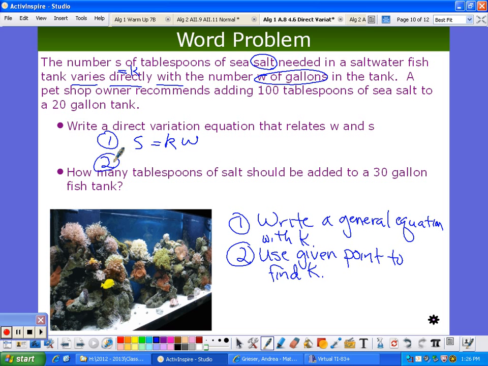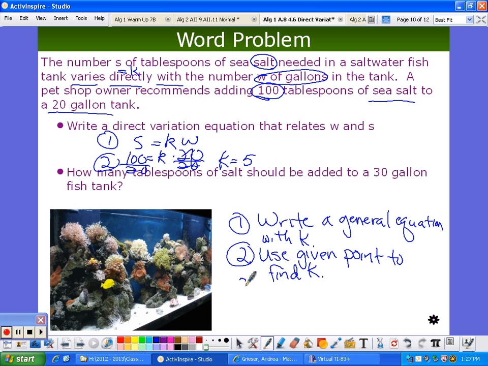So how am I going to do that? So I look at S, salt. Did they tell me salt? They did. They said there's 100 tablespoons of salt. So that goes under my salt variable. Equals K. How much water? 20-gallon water tank. 100 equals K times 20. How do I find K? What do I do? Divide. What am I dividing by? Right, you want K by itself. So K equals 100 over 20, which is 5.